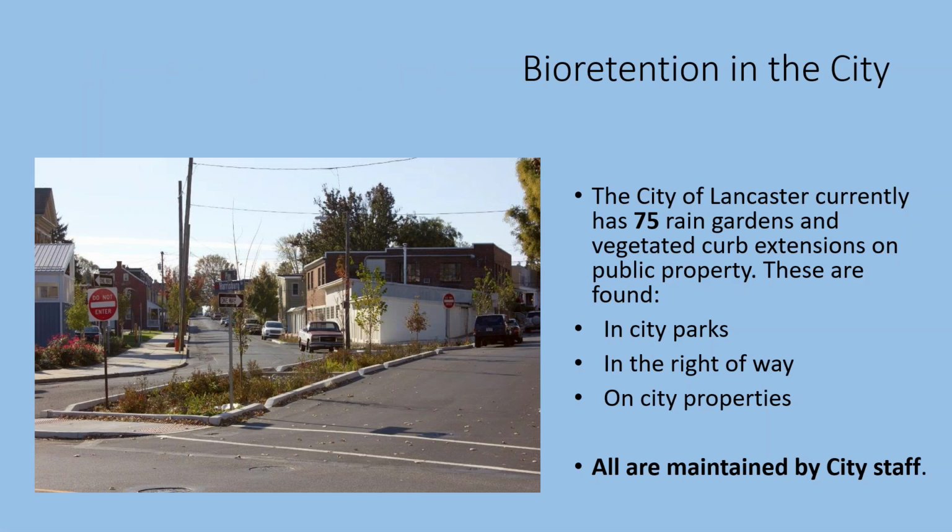So one of the main focuses I'm going to have for this presentation is going to be on bioretention. We have a lot of surface features and we've learned quite a bit in terms of what the operations and maintenance obligations are for those surface features. This is a snapshot of one of our projects early on. Currently we have about 75 rain gardens. I think we've installed about a dozen more since this slide was prepared. They're on public property and are in our parks and right-of-way, and all of them are maintained by city staff.